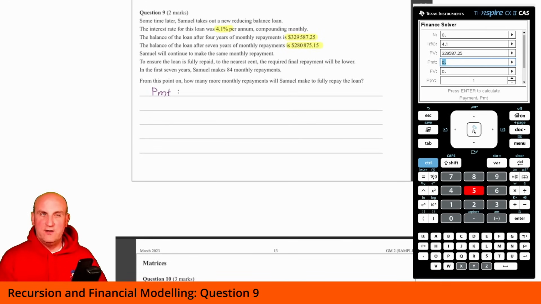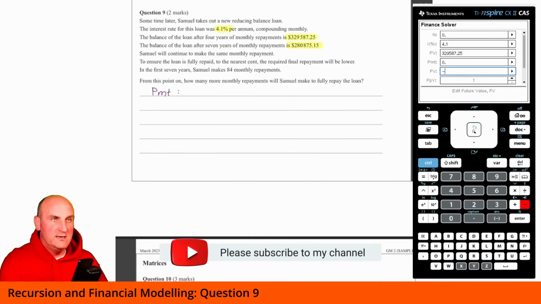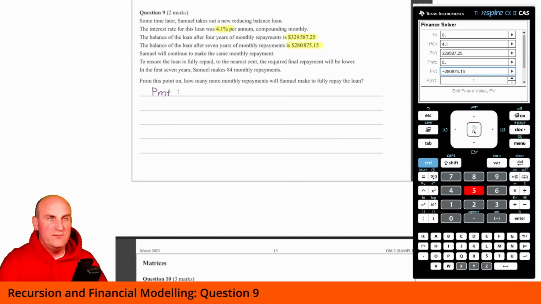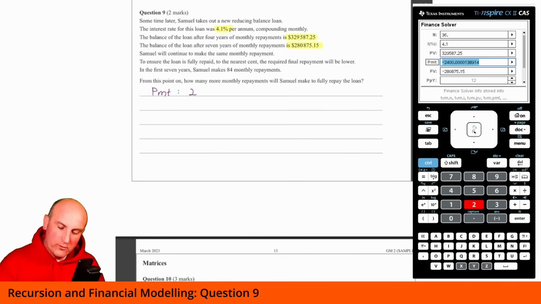Payment I'm trying to find. All right. Final value is going to be minus 280,875.12. There we go. What about my number of payments? Well, we know that actually that principal value and final value were created between years 4 and 7. So 5, 6, 7. So it's 3 years at 12 payments per year. And if I hit enter, I get my PMT as $2,400. Right, so we know what his payment is.